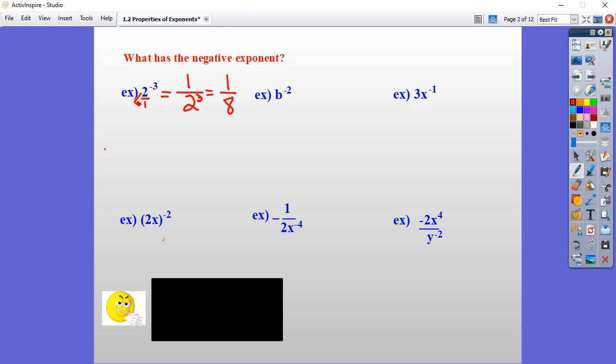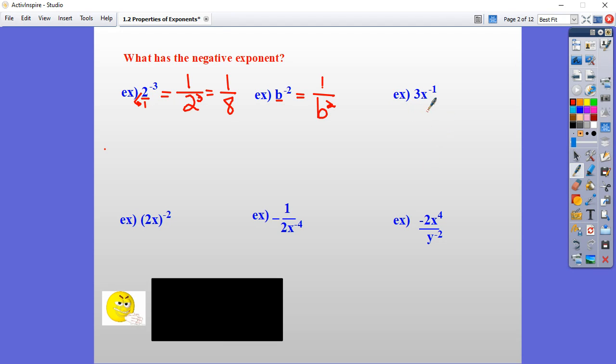Now, instead of a numerical base, let's see if it's a variable base. Here we have b to the negative 2. Oh, I have a negative exponent. How do you make it positive? Flip it. What's the it? The base with the negative exponent. That allows us to make our exponent positive, so we get 1 over b squared.